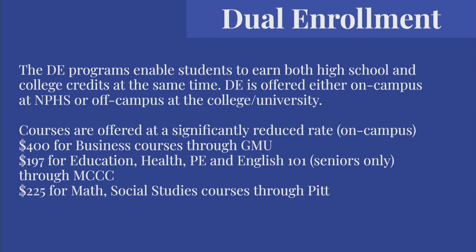So, dual enrollment. If you're looking at an opportunity to get some credits that are going to transfer to a college that you're looking at, you can take a dual enrollment course. You can take them here in our building, or you can take them outside in another building, which is explained on these slides here. Some of them are up to $400 for the business through Gwen and Mercy. Some of them are $225 through Pitt, and $197 at Monco. Now you're talking a very reduced rate for those courses, for 3 credits of college courses, versus going out to the college when you get there.